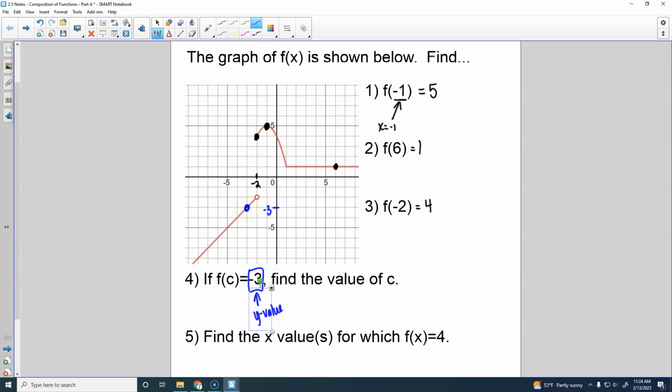And this time they gave us the y value. They're asking for that c, which is in that function notation place for the x. So they're asking for the x coordinate. What is the x coordinate of this point? It is -3. So c would equal -3.